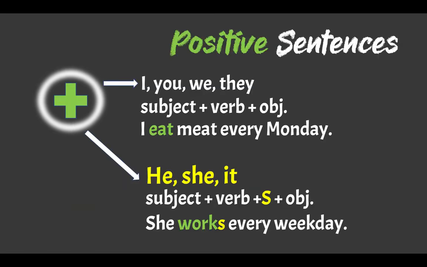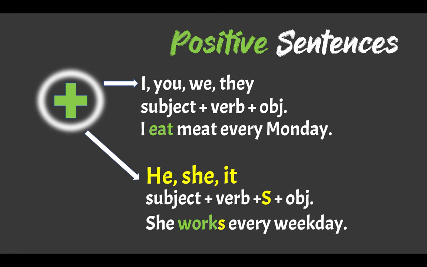Now, what happens with the positive sentences? And this is where it gets a little complicated. So, for I, you, we, and they, the pronouns, so that would be the subject, then we need a verb, the base of the verb, no change, plus the object if you have an object. For example, I eat meat every Monday. So that's a time expression. I eat meat every Monday. So that's easy.